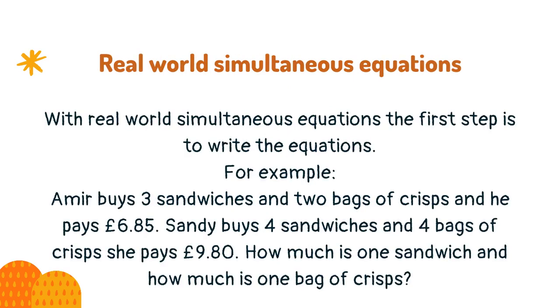With real-world simultaneous equations the first step is to write the equations. For example, Amir buys 3 sandwiches and 2 bags of crisps and he pays £6.85. Sandy buys 4 sandwiches and 4 bags of crisps. She pays £9.80. How much is 1 sandwich and how much is 1 bag of crisps?